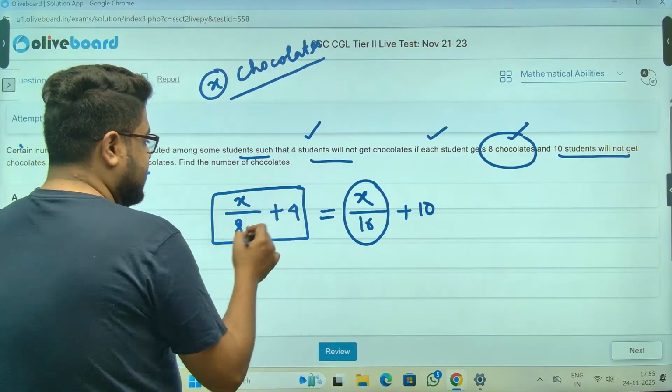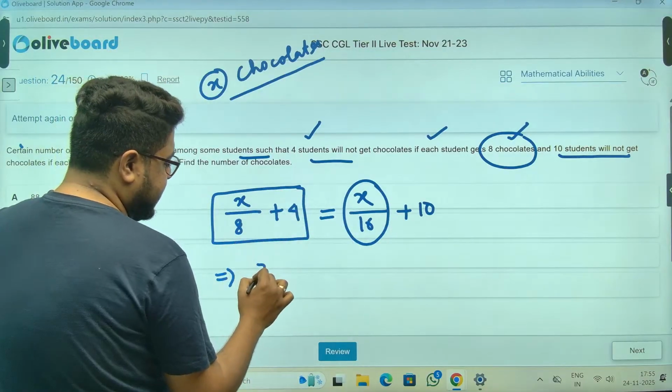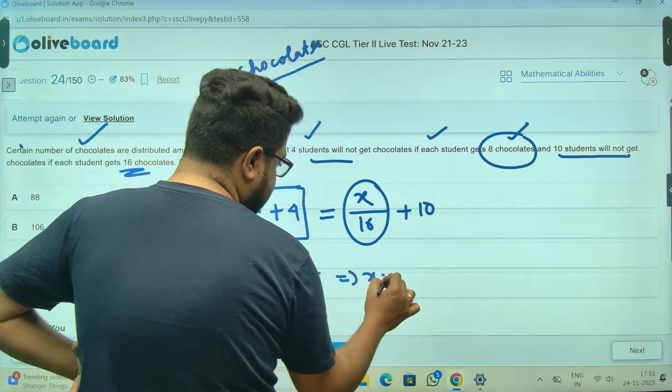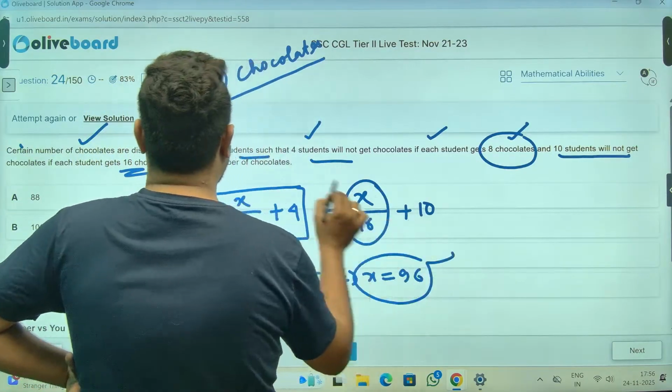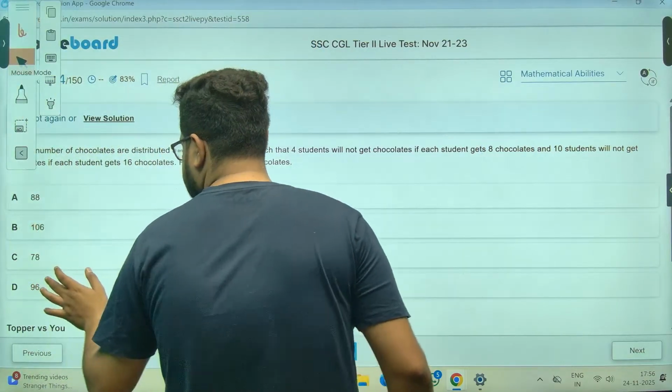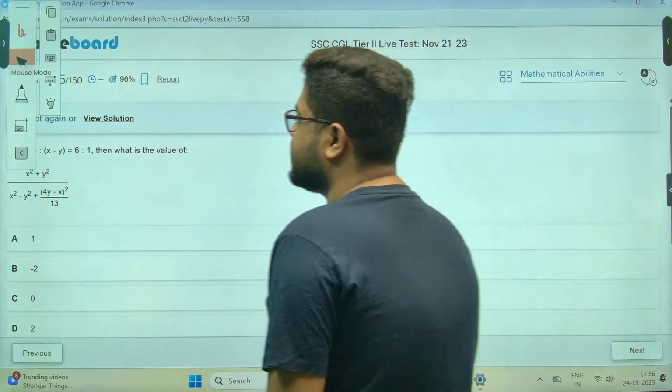Calculate. So this is X by 8 minus X by 16 is X by 16, which is equal to 6. So 96 is the answer, sir. Total chocolates se pucha tha na? Yes, total chocolates. 96. Option D is the answer. Option D is most definitely your correct answer, sir.